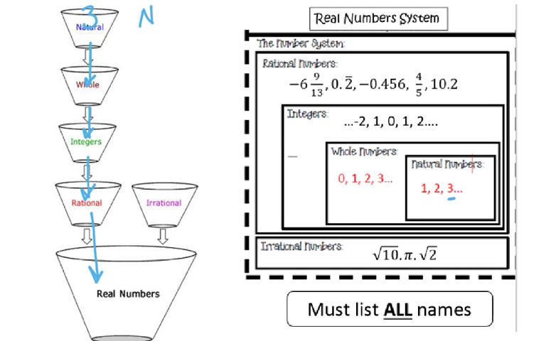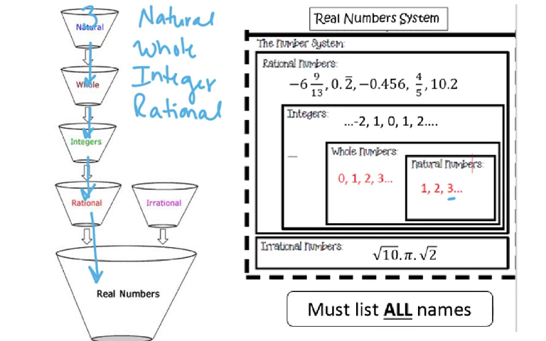It would be natural, whole, integer, rational, and a real number. So when we say that you must list all the names, this is what we mean. Think of these funnels and use this page to see what funnels your number would fall through.